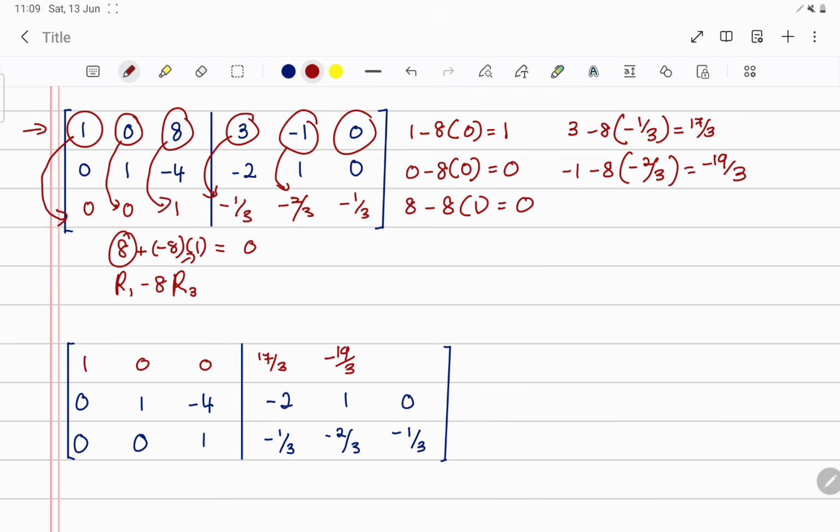The next one you have 0 minus 8 multiply with row 3, which is negative 1 over 3. So the answer is 8 over 3. Like that. So you settle for this one. It's already changed to 0. Okay.